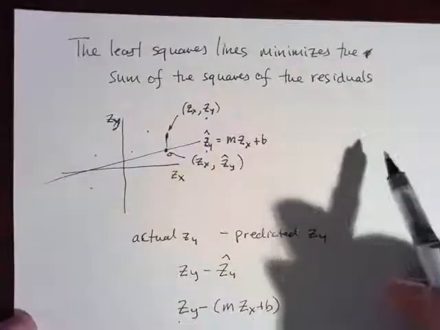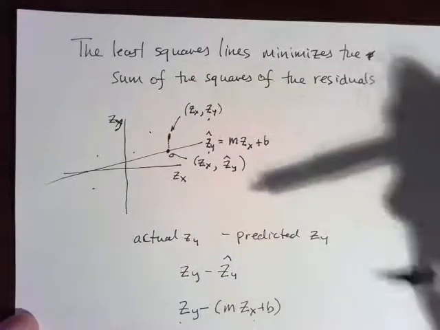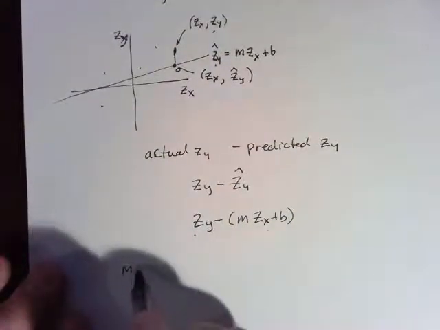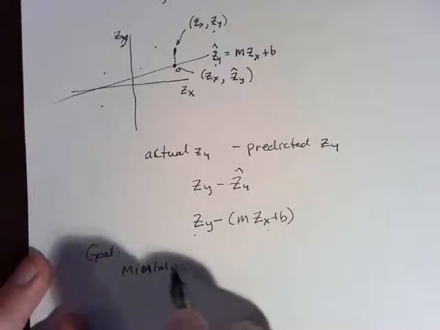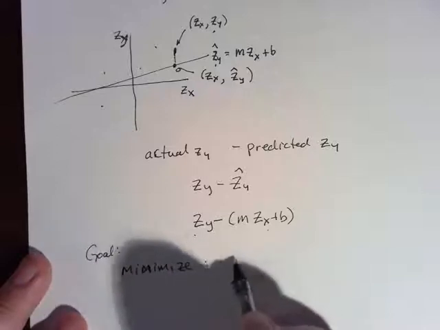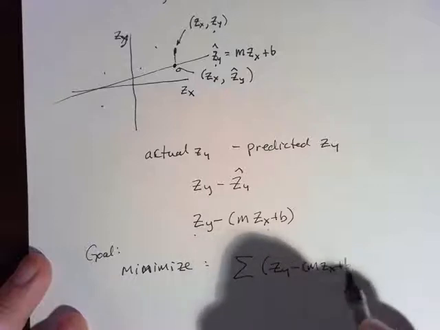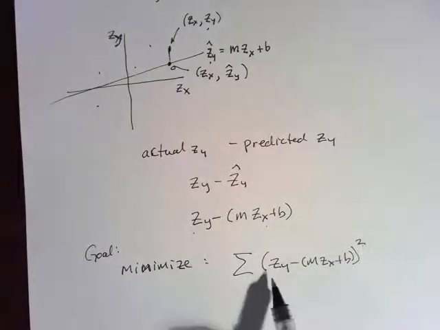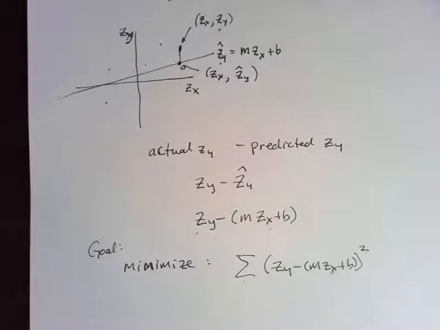The least squares line squares each of these things down here, adds them up, and the least squares line makes that sum as small as possible. So our goal here is to minimize, we want to minimize this complicated looking expression. This is the sum of the squares, and these are residuals here. And remember, summation notation, this is going to go across every pair of zx and zy across the data set.